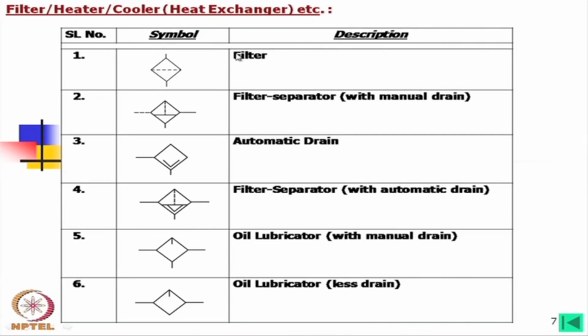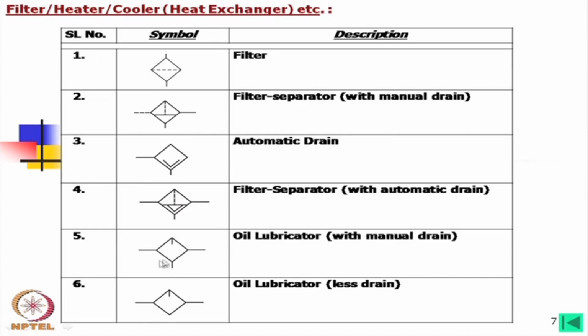Now, filter. In the filter, we have not shown that in the ISO glossary, but in the case of this filter or even a simple strainer, filter or strainer, we use this diamond-like block. This line is the through line and here are one dotted lines. Now, in this case, this is a filter separator with manual drain, basically a separator and a manual drain is there. Okay. And this is an automatic drain. If we put this one automatic drain, this is a filter separator with automatic drain.